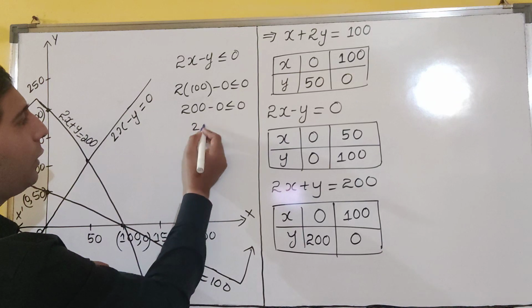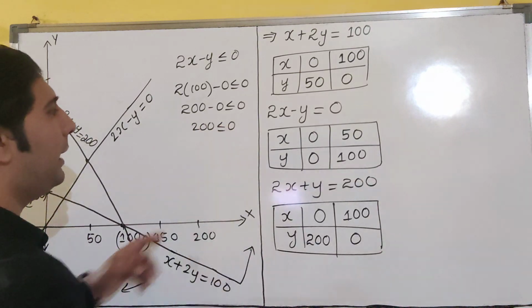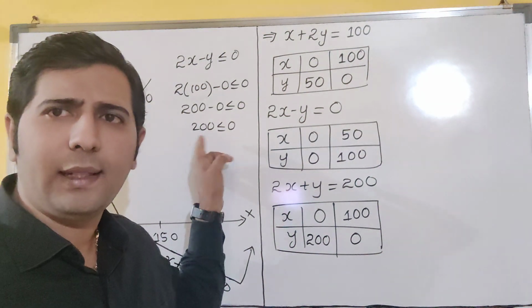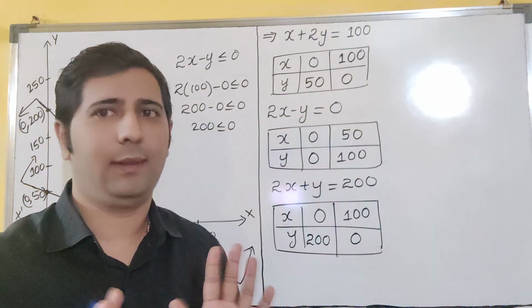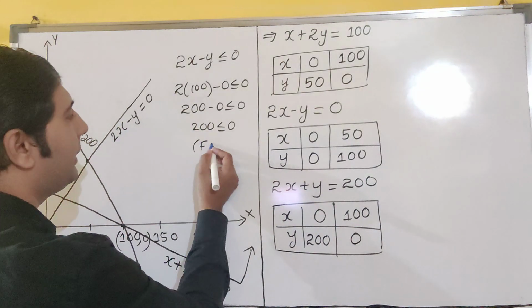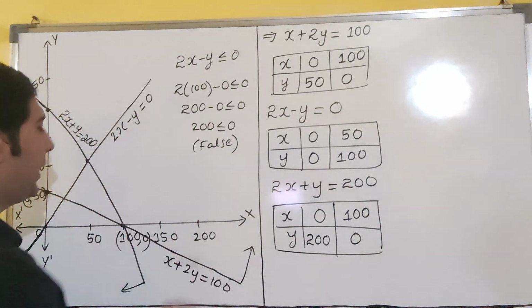200 minus 0 is what? 200. 200 is less than 0? It is showing 0 is greater than 200. No. This is not possible. This is false. That means shading will not come here, dear students.